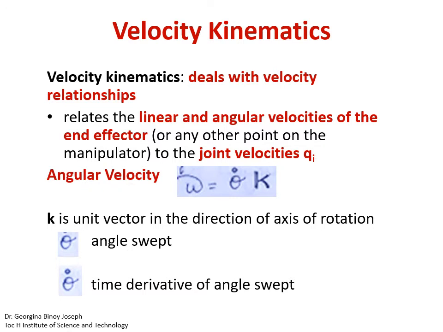So the first thing that we would require is the definition of angular velocity. Angular velocity can be written as omega is equal to theta dot into k. k is the unit vector in the direction of the axis of rotation. So if there is a rotation, the direction of the axis of rotation is represented by the unit vector k. Now theta is the angle swept in the rotation, and so d theta by dt or theta dot is the time derivative of the angle swept.